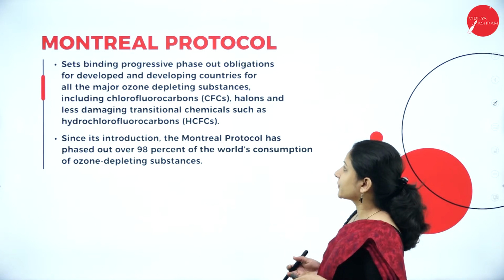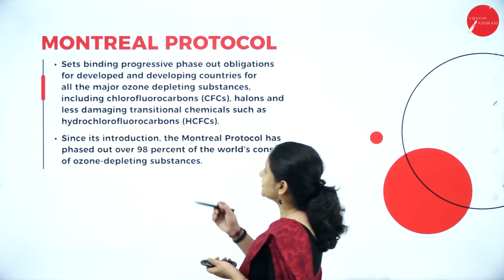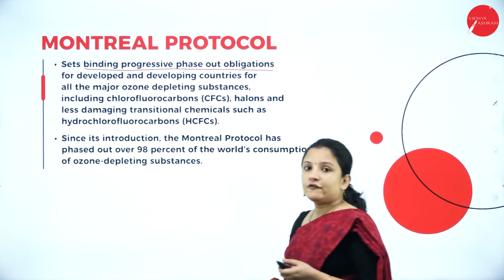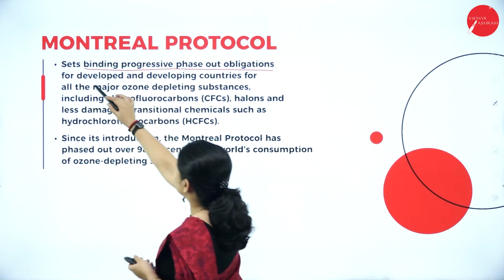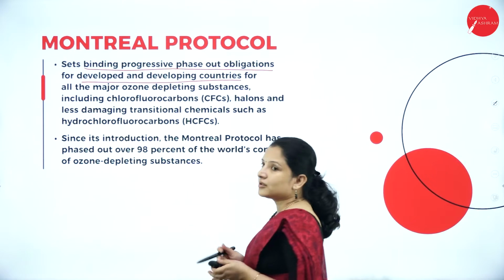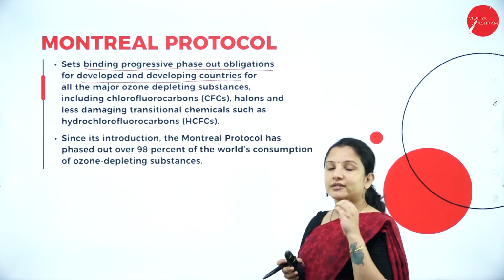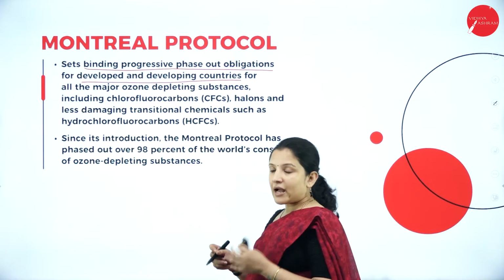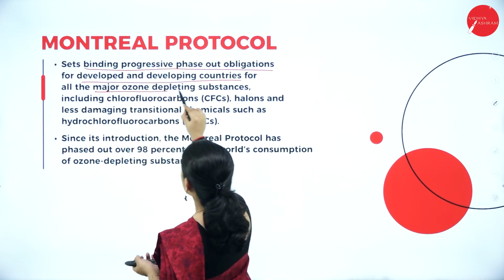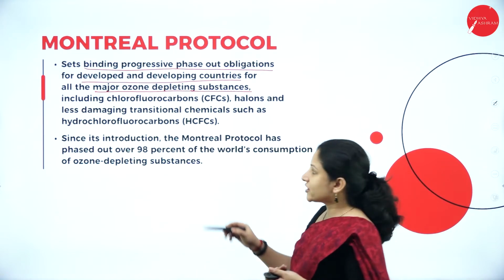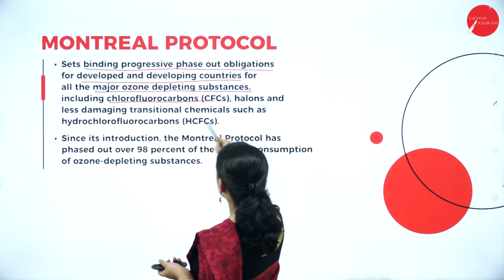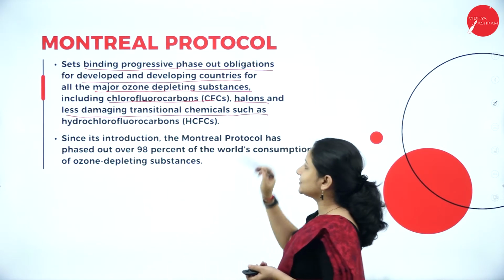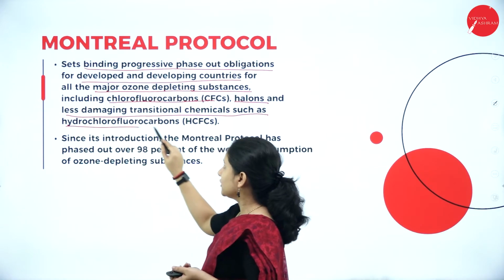This Montreal Protocol also sets binding progressive phase out obligations for both developed as well as developing countries, wherein they put some rules and regulations for the developed and the developing countries in order to stop manufacturing major ozone depleting substances such as chlorofluorocarbons and halons, and less damaging transitional chemicals such as hydrochlorofluorocarbons.